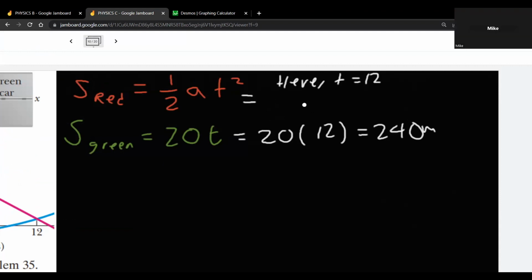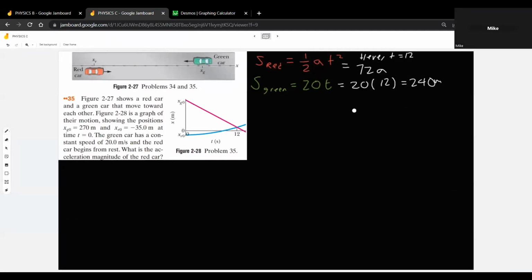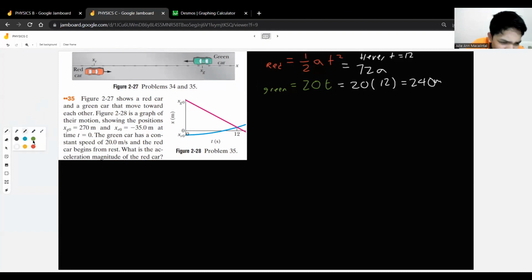12, 44, 12, 72. Teka, tingnan ko yung approach mo. Kaya ito, instead of using S, kasi nasa physics na tayo, gamitin mo X, kasi ginagamit natin X versus T. Displacement. Position. Position, yes.